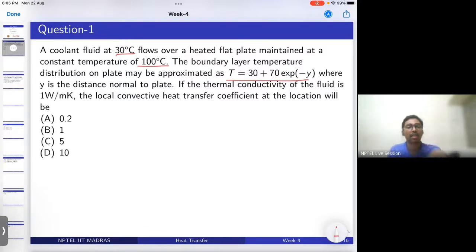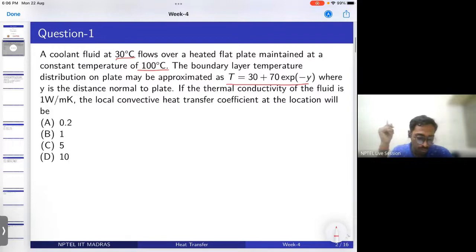This is the temperature profile within the boundary layer. The thermal conductivity of the fluid and so on is given. We have to find the heat transfer coefficient at the location where this temperature distribution is specified. So you can start trying.